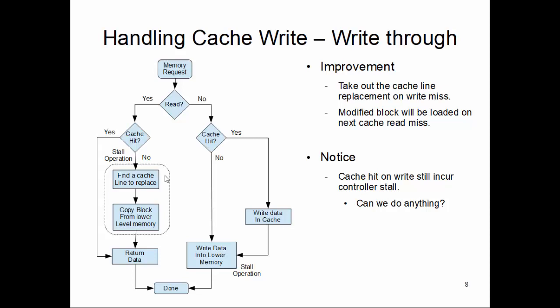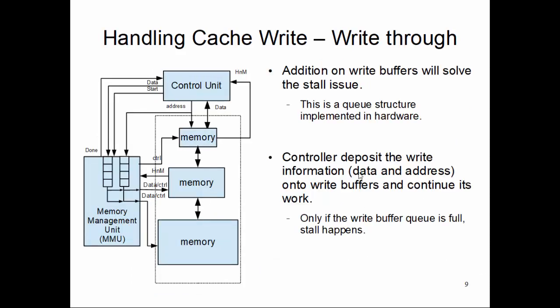Now cache hit on write still occurs, right? Let's say there is a hit on the write operation, then of course there is still the stall, because we write the data in the cache and then still we need to modify the data in the lower level memory. Can we do anything about that one? Yes, we can do something about that stall.